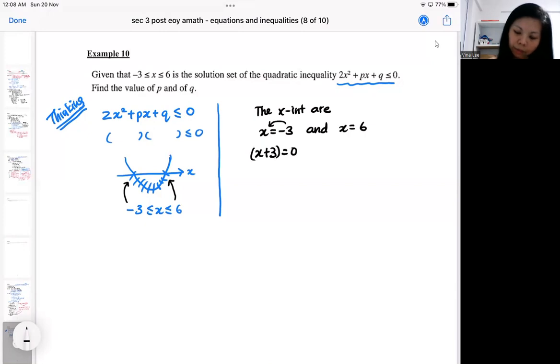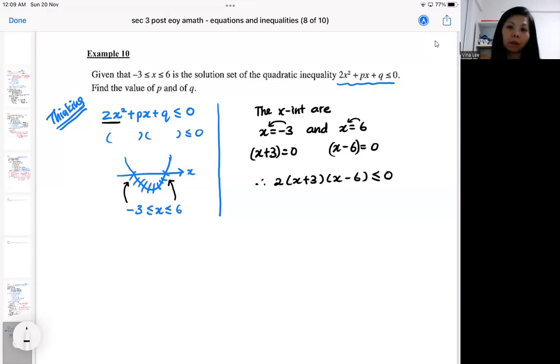So this is my bracket. So this will be my bracket. So I will have gotten the two brackets. So the two x-intercepts will come from the two brackets. However, we realize that in this case, the coefficient of x squared is 2. So this will be my original function.